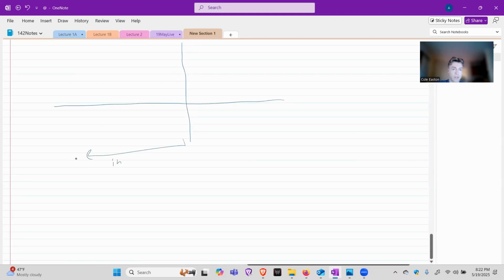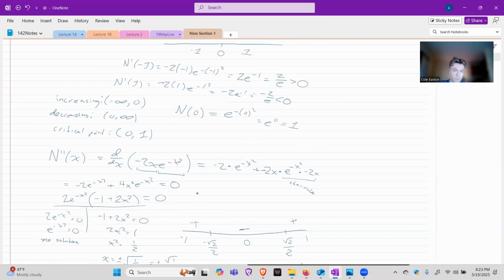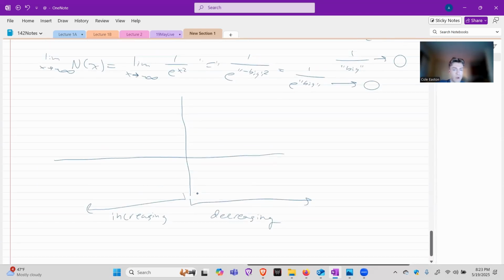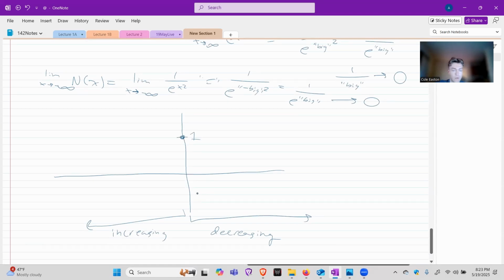So this entire range, we're increasing from negative infinity to 0. And over here, we're decreasing. And we have a critical point here at (0, 1). So I'm going to graph that right here.